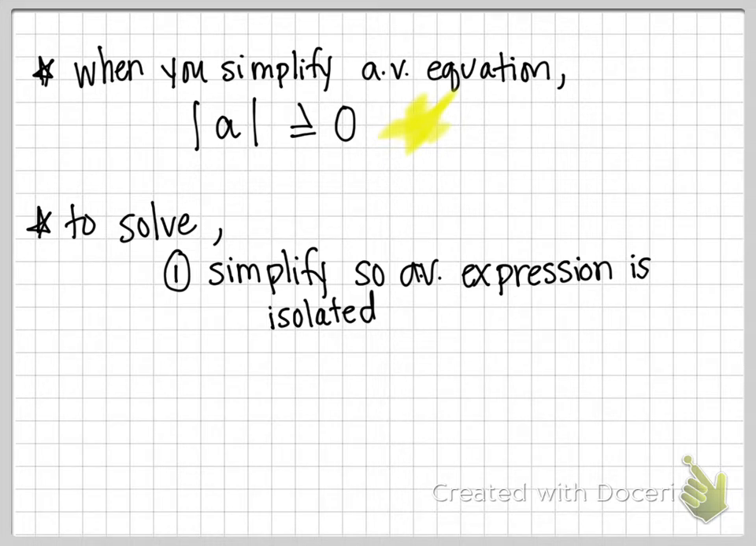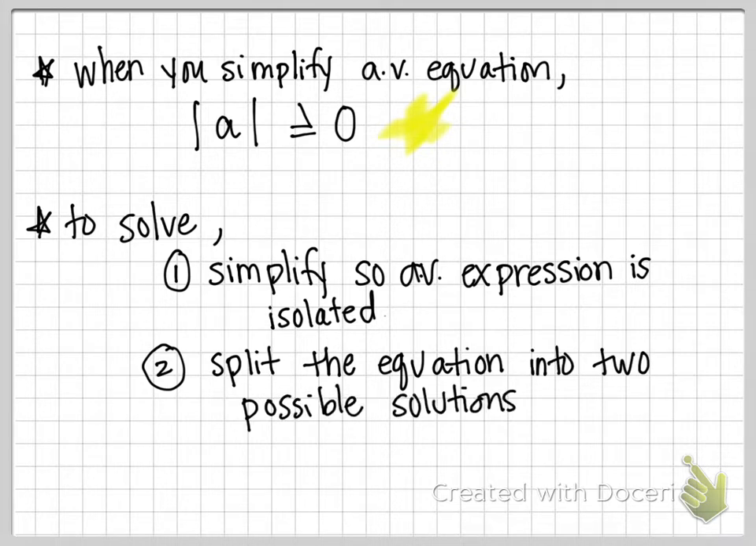To solve an absolute value equation, step 1: we're going to simplify so the absolute value expression is isolated. We're going to have just the absolute value on one side, and on the other side we'll have a number. And that number must be positive, greater than or equal to 0. Okay? Step 2.